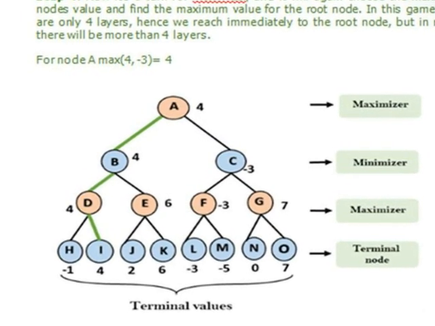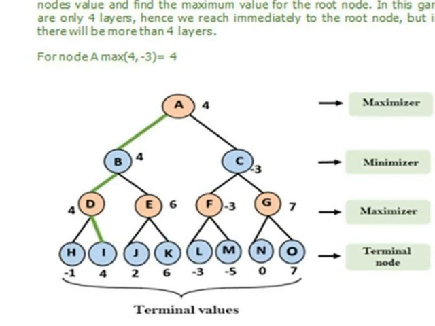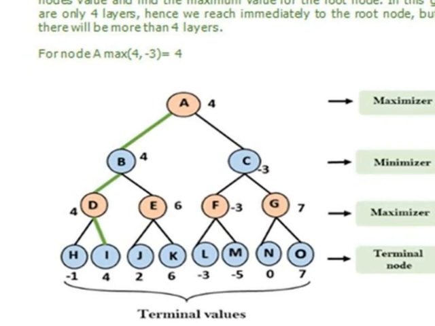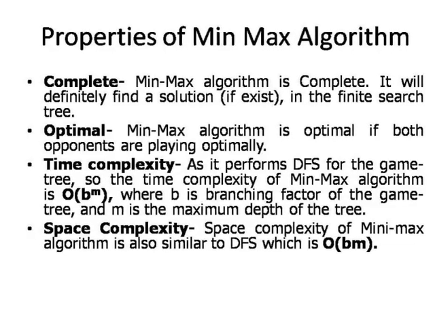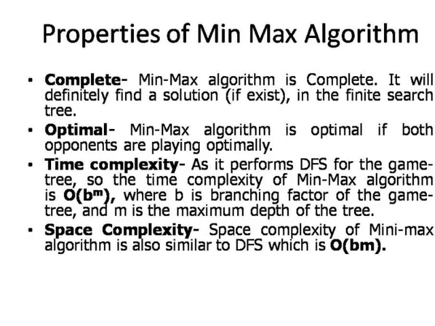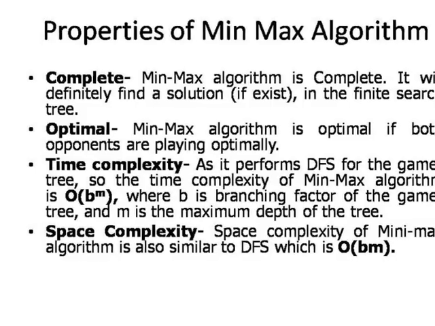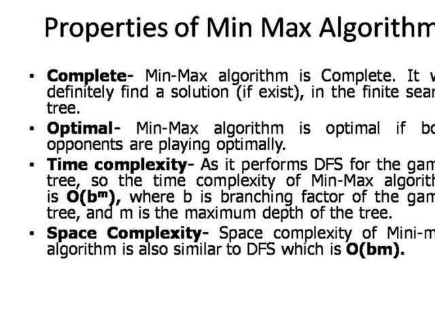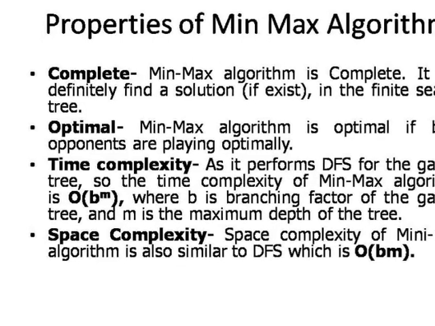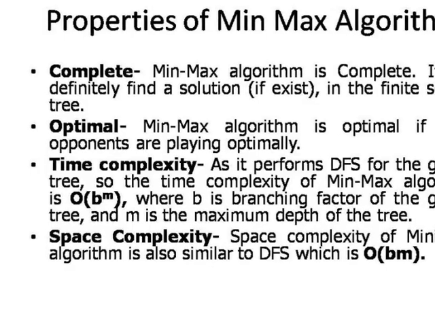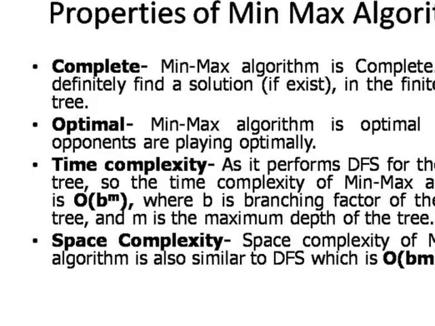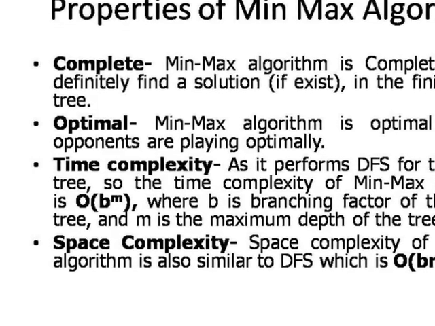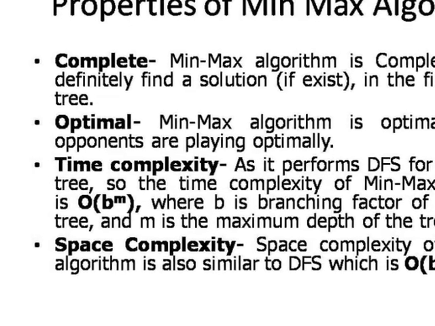This is pretty simple, just numerical calculations based on understanding. And these are the general properties of the min-max algorithm. It is complete. It produces an optimal solution within a certain time limit. Time complexity is of the order of b to the power m, where b is the number of branches and m is the maximum depth, and space complexity is of the order of b times m.